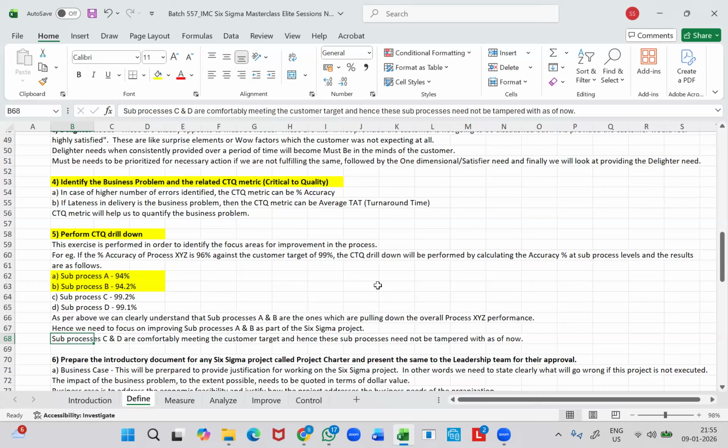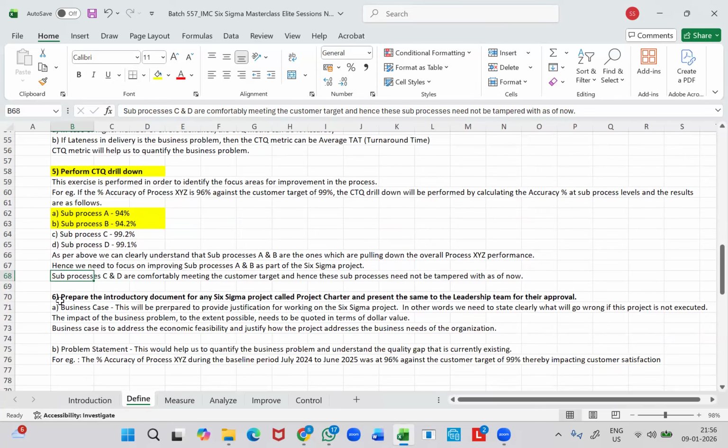So this is the time for us to identify those sub-process areas which are actually pulling down the overall process performance. So that has to be set right before we look at improving the already performing sub-processes further, right? So sub-processes A and B will be in scope as far as this project is concerned. Sub-processes C and D will be out of scope as far as this project is concerned.